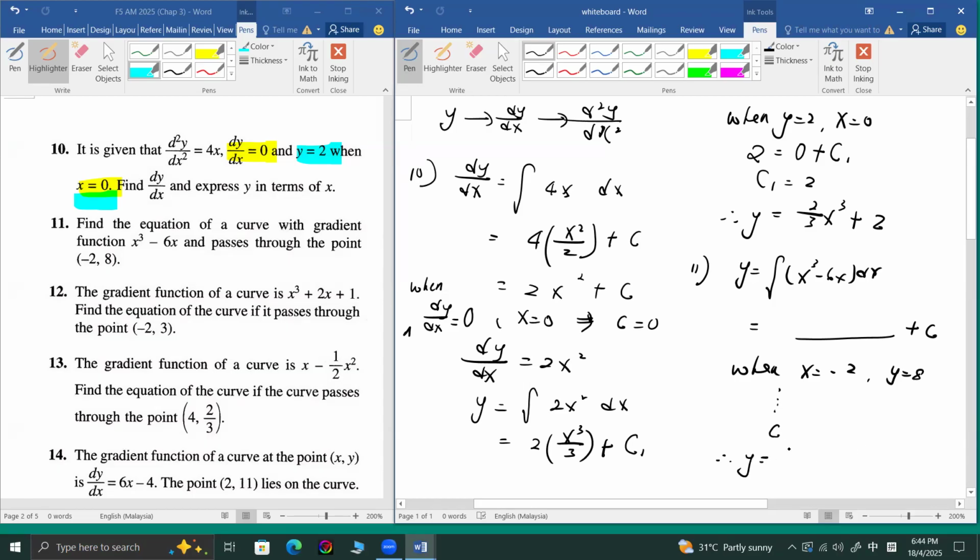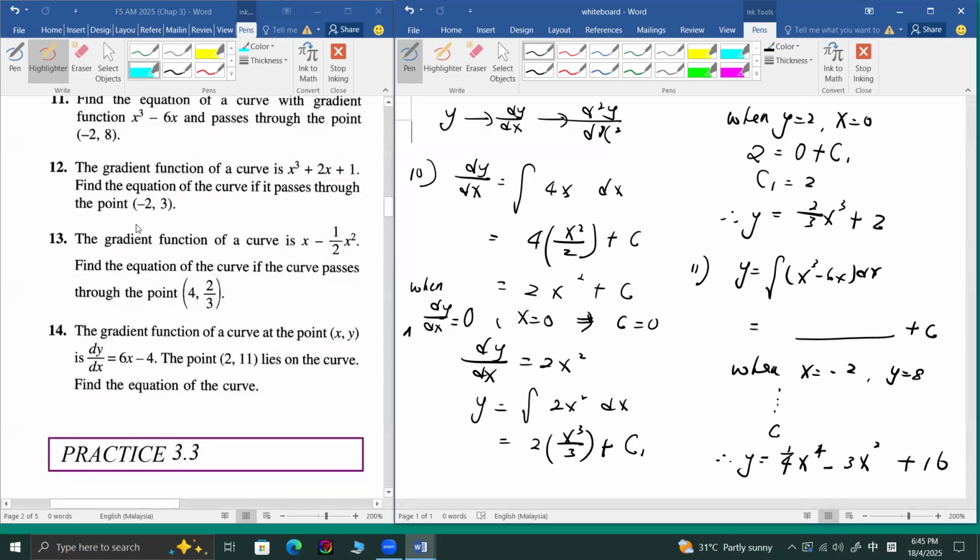Okay, the answer is 1/4 x cubed. Sorry, not cubed, power 4, minus 3x squared plus 16. So class, make sure you try. If you couldn't get it, you must ask me, okay?